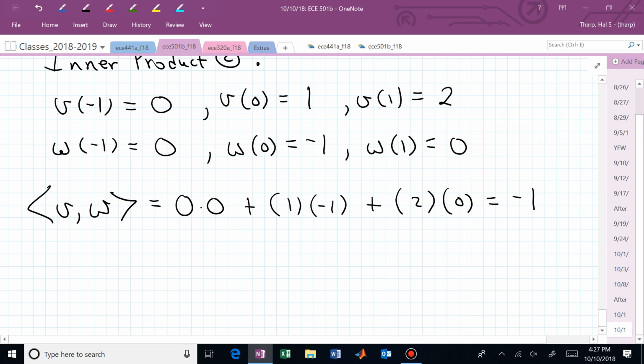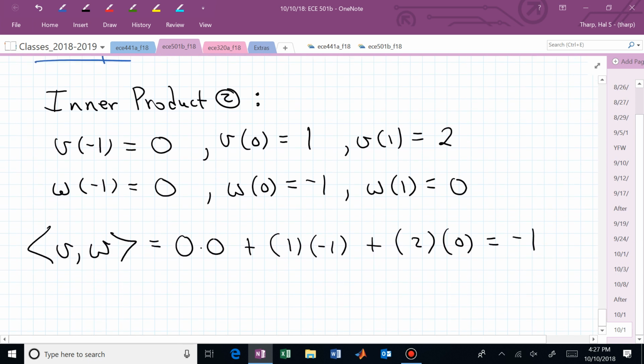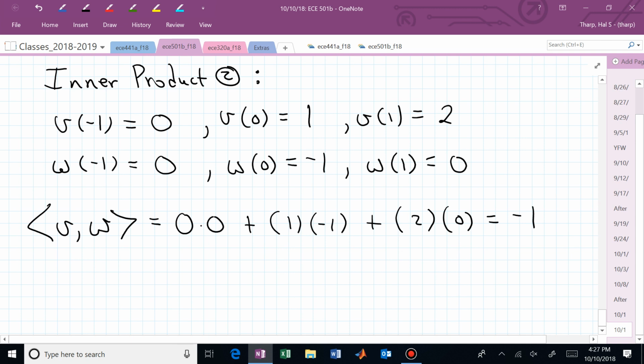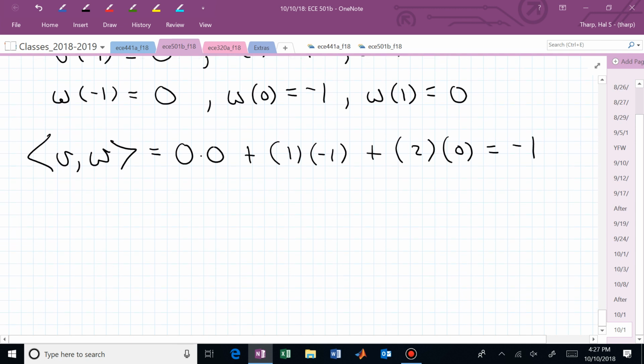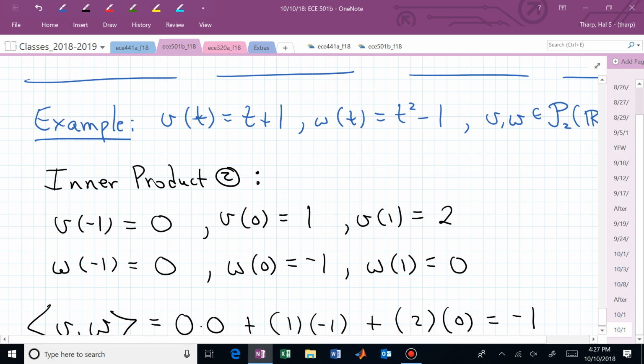So I say, what's the inner product of v with w? Using that inner product, it's -1. What does it mean? We'll develop that in a minute, in terms of how we can think about that. That's what we will get to after we illustrate this with some examples. Yes?